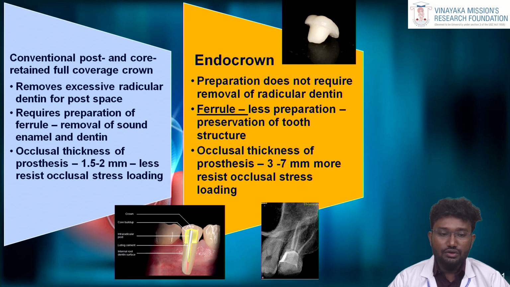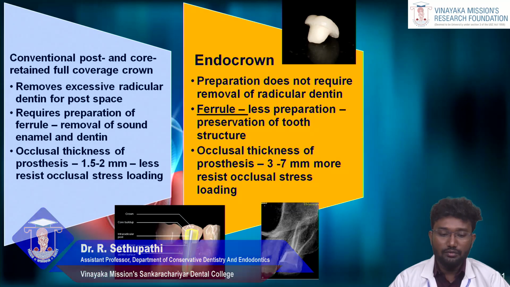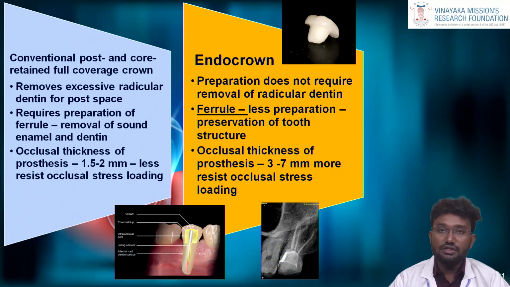Coming to the conventional post and core retained full coverage restoration, the disadvantages are that it removes excessive radicular dentin for post space. Also, it requires preparation of a ferrule, which involves removal of sound enamel and dentin. And it should have an occlusal thickness of the prosthesis of a minimum of 1.5 to 2 mm, which resists occlusal stress loading less. Compared to the endocrown, the preparation does not require any removal of radicular dentin, so that in future the breakage of the root is minimal.